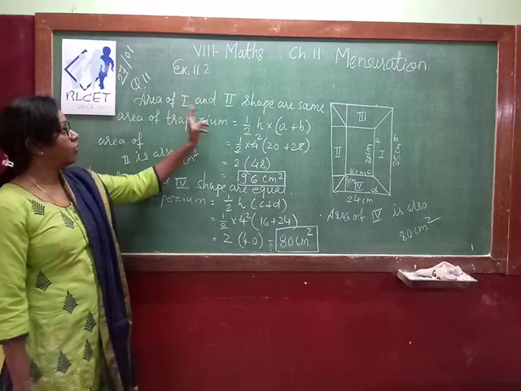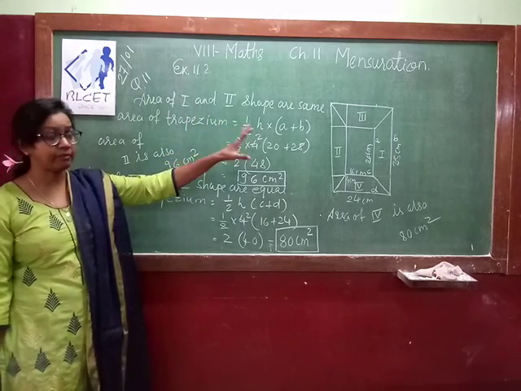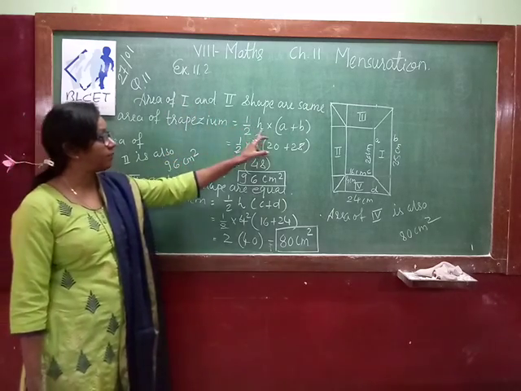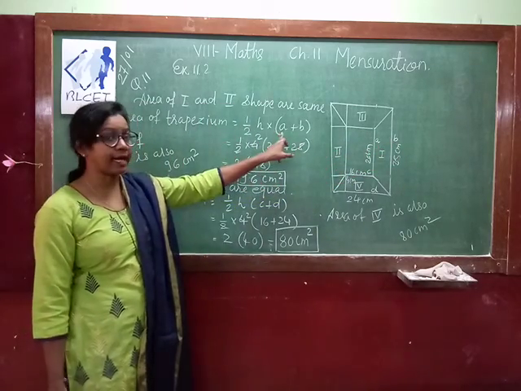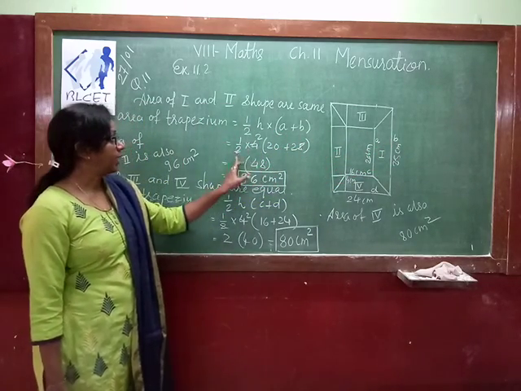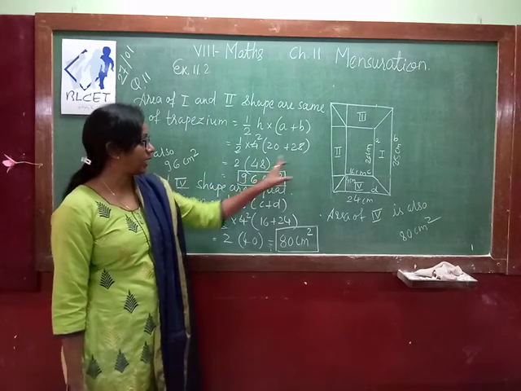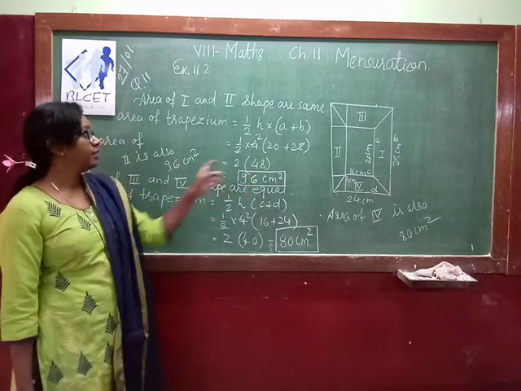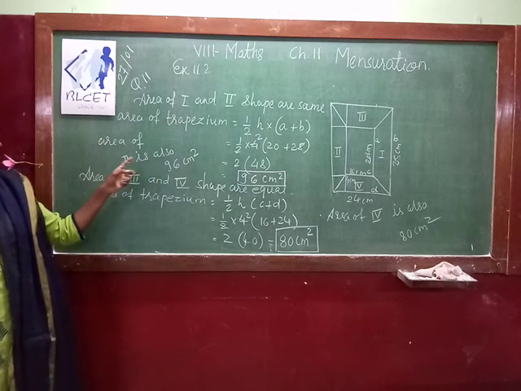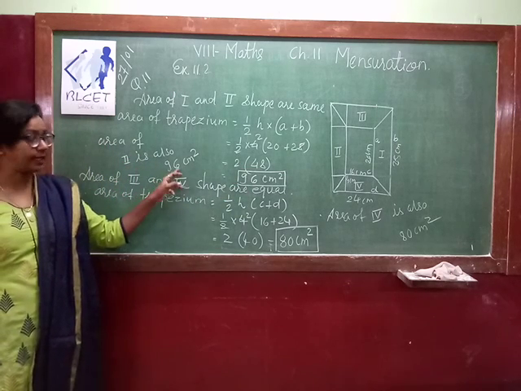Now the areas of shapes 1 and 2 are the same. So area of trapezium is equal to 1/2 h. We just name the parallel sides A and B. So sum of parallel sides, that is A plus B. 1 by 2 into 4, 20 plus 28. Do the calculation, you will get the answer 96 cm square. So the area of the second trapezium is also 96 cm square.